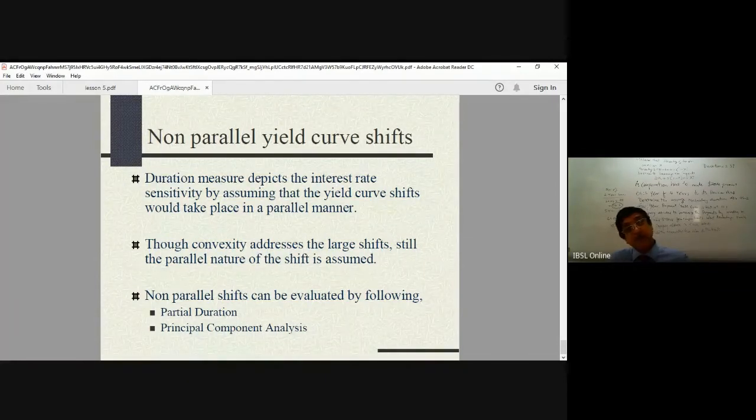For example, the 6 months treasury bills interest rate is increased by say 1%, but the 12 months treasury bills interest rate might increase by 1.2, not 1%. So likewise, there can be different interest rate changes for different maturities. If that is the case, we call it non-parallel yield curve shift.